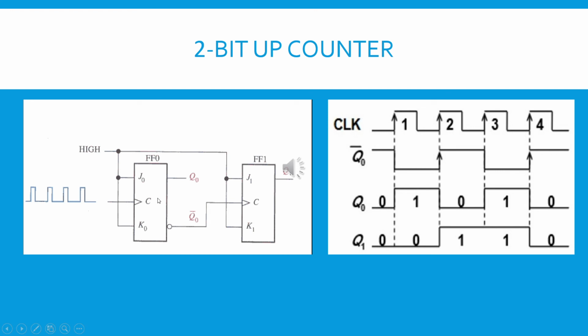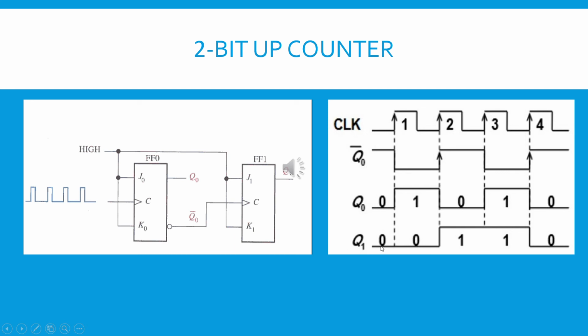For a 2-bit counter, we have two JK flip-flops, and since we are using the complemented output of the first flip-flop as the input clock signal for the second flip-flop, we will get this type of counter. And the timing diagram of this 2-bit counter is like this.